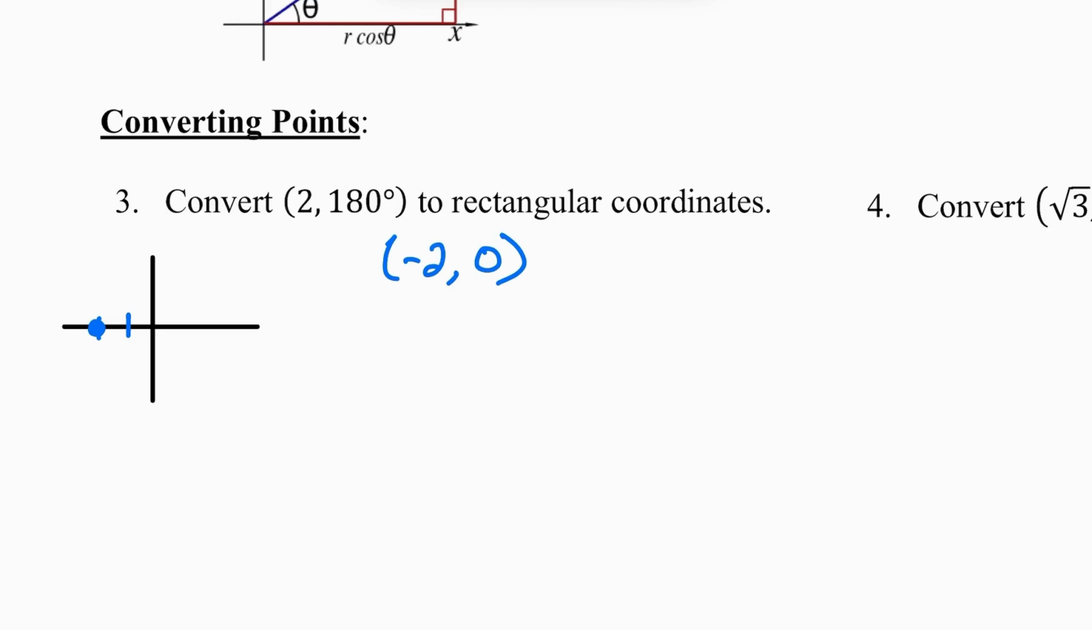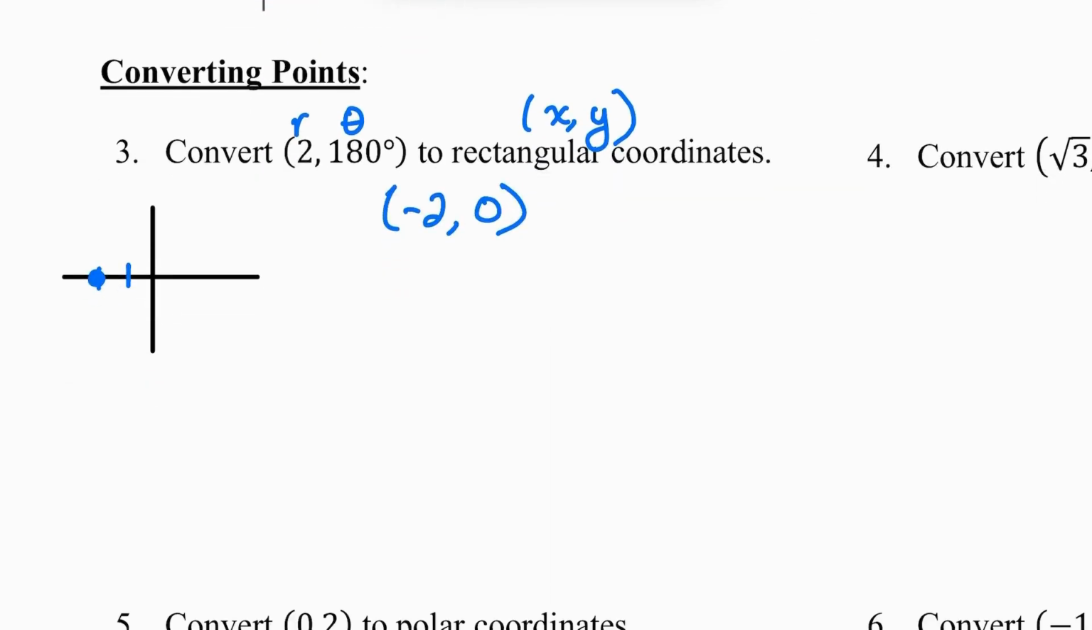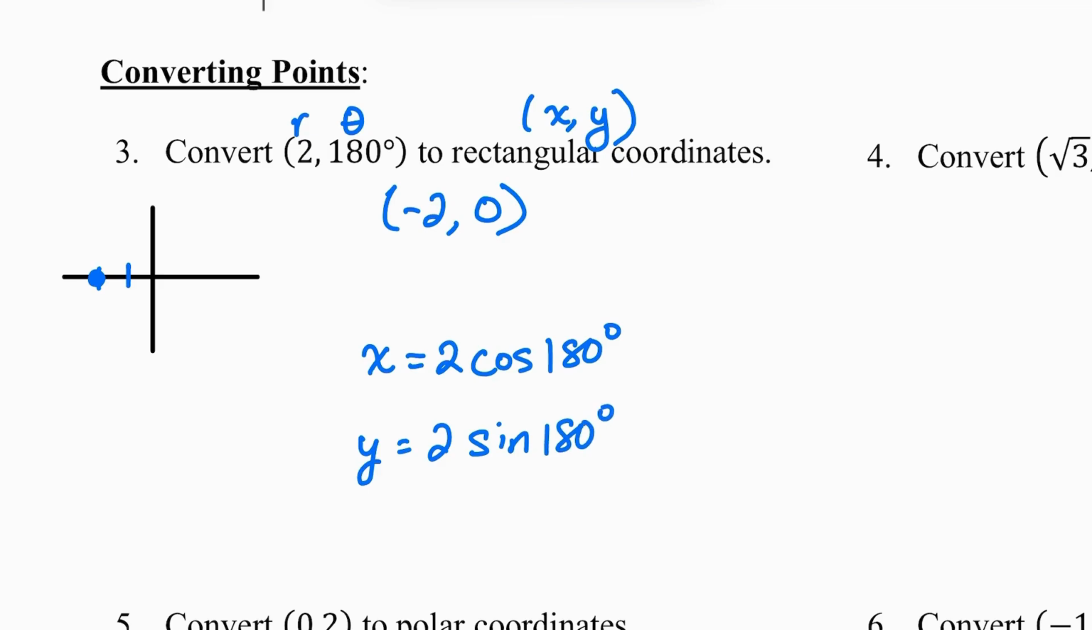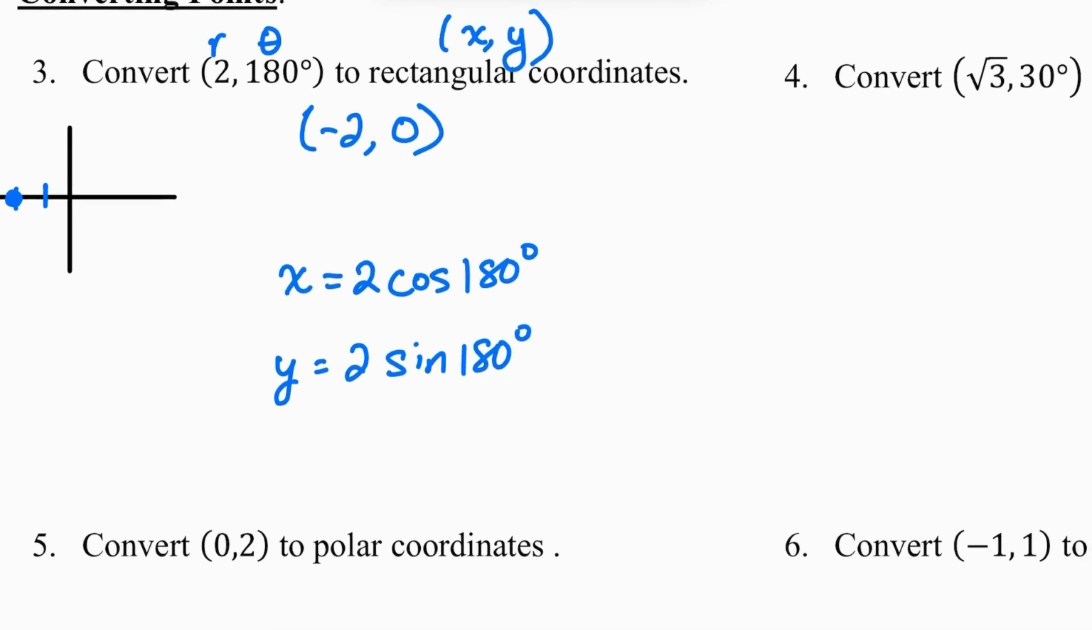If you don't like that visualization and you want to use the formulas, well, since I gave you a radius and a theta, and I'm asking you for an x and a y, that's going to be that x equals r cosine theta formula. So x equals 2 cosine of 180 degrees. And then the y is r times sine of 180 degrees. Well, how do I get negative 2 and 0?